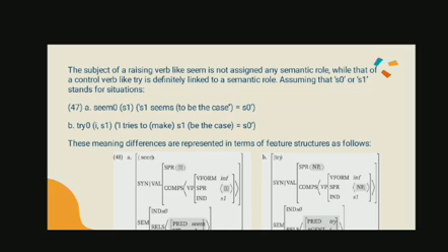The subject of a raising verb like seem is not assigned any semantic role, while that of a control verb like try is definitely linked to a semantic role. Assuming that s0 or s1 stands for situations. 47A: seem(s0, s1): s1 seems to be the case, s0. B: try(s0, i, s1): i tries to make s1 be the case, s0. These meaning differences are represented in terms of feature structures as follows.